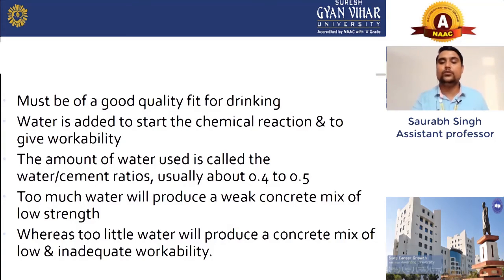Now water, everyone knows the water must be of good quality, fit for drinking. Water is added to start a chemical reaction and to give workability. The amount of water used is called the water cement ratio. This is also very important. Usually we check about 0.4 to 0.5. Too much water will produce a weak concrete mix of low strength, whereas too little water will produce a concrete mix of inadequate workability. So the proportion of water should also be proper.